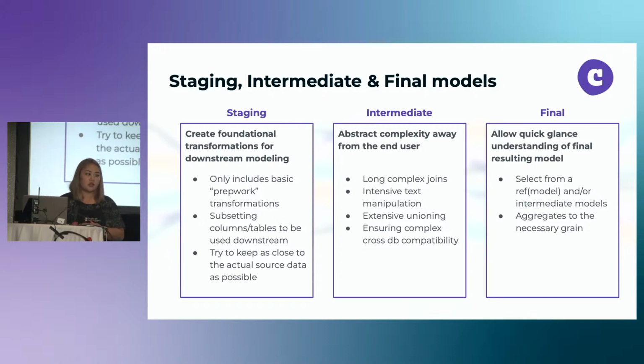Our intermediate models are used typically to abstract any complexity away from the end user. So this is where we do basically the meat of everything, where we have long complex joins, intensive text manipulation, extensive unioning, or ensuring that there is some special case complexity for cross-database compatibility. Lastly, we have our final models, which should allow a quick glance understanding of the final resulting model. This model typically selects from a reference of an upstream model or a variable set in your dbt project. And you should be able to see your aggregates and the grain of the report in one quick glance.